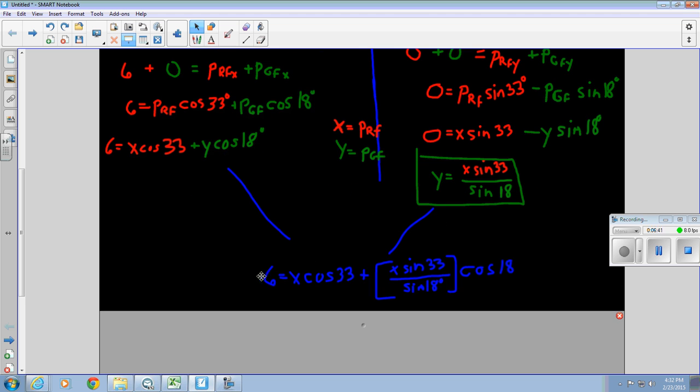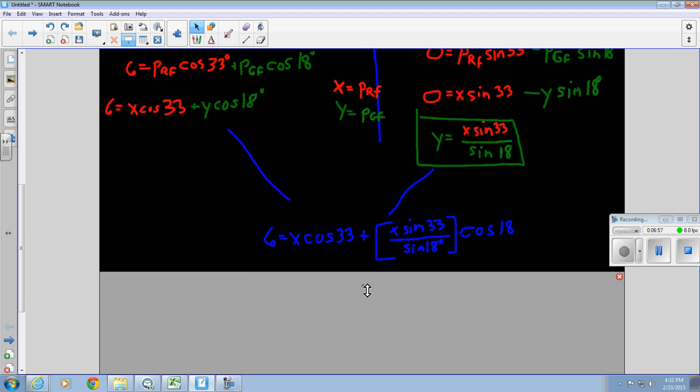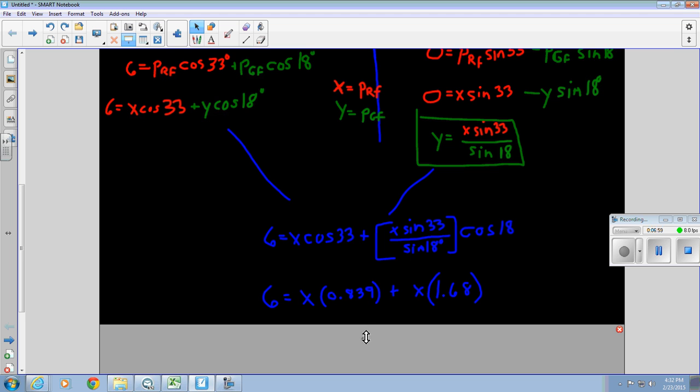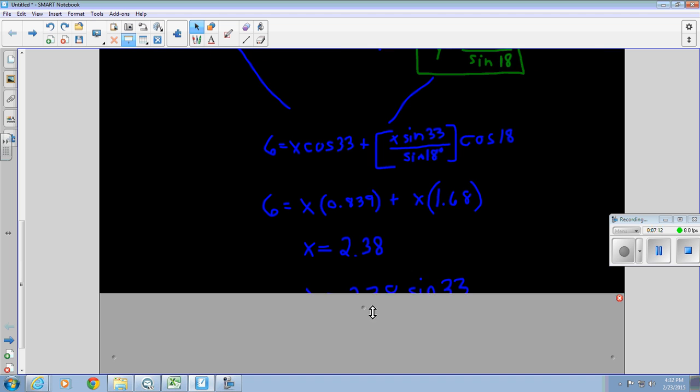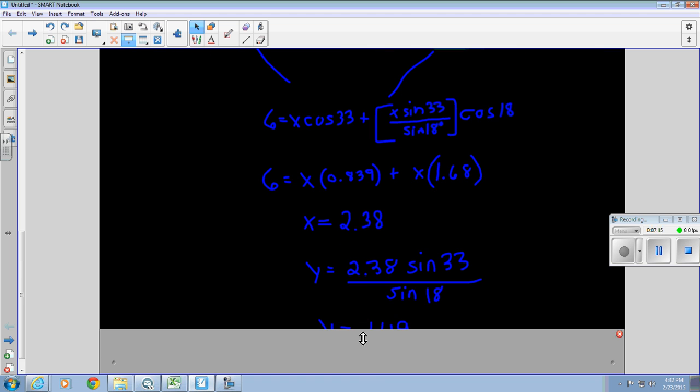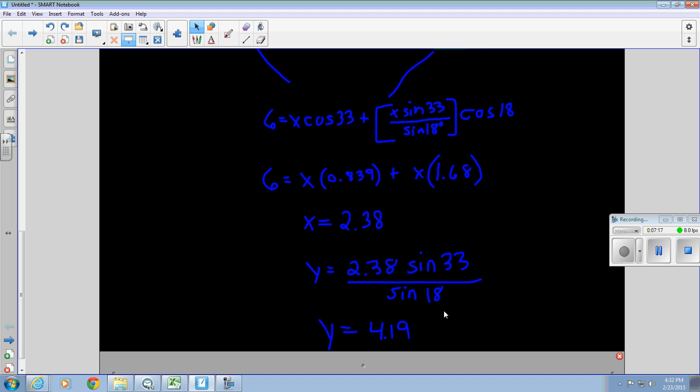we get 6 equals X cosine 33 plus, substituting this in for Y, X sine 33 over sine of 18 times, don't forget the cosine that is attached to this Y. And when we multiply out and do the math, you will solve and find that X is equal to 2.38. And we can take that X, plug it into either one of these equations, and solve for Y, and we get Y is equal to 4.19.